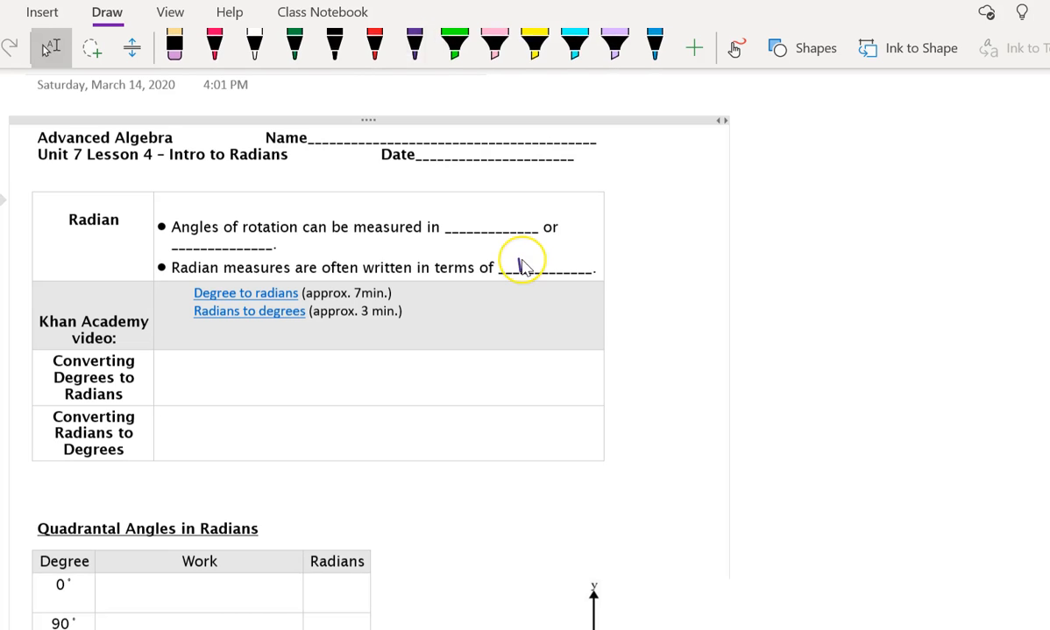Okay, so the radian is an angle of rotation that is measured in terms of pi. Our formulas for circumference and area have to do with a radian. Angles of rotation can be measured in degrees or in radians.